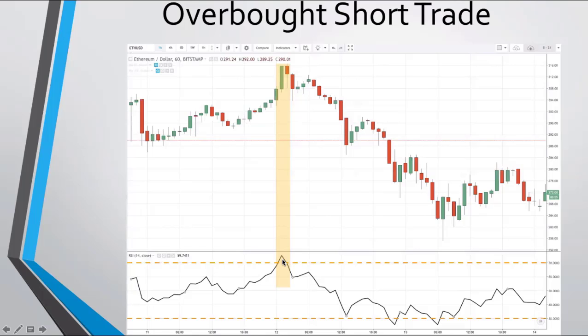The RSI was overbought. An overbought condition can't go on forever. It can go on for a long time, but it can't go on forever. So this particular trader initiates a short trade when you get back below that 70 level.